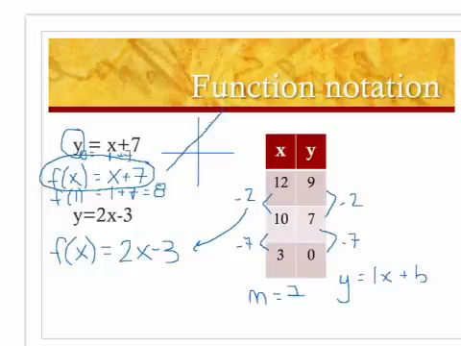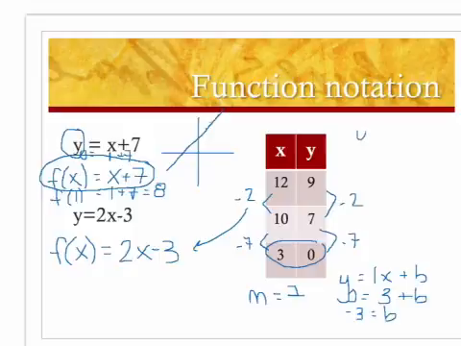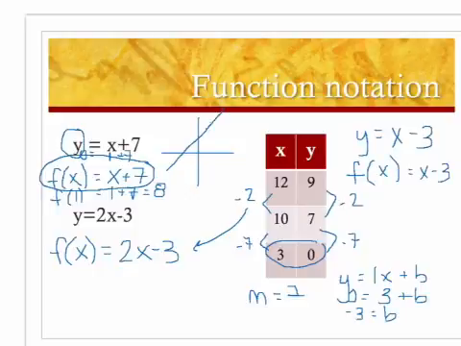We can plug in whichever point we want. I'm going to choose the point (3, 0). When x is 3, I have a y value of 0. So if I subtract 3 on either side, I end up with b is equal to -3. So before, we had the equation of the line y equals 1 times x minus 3. As a function, however, in function notation, we're going to write it as f of x equals x minus 3.